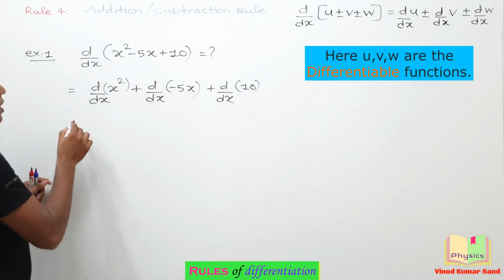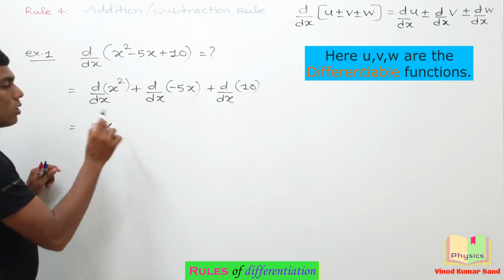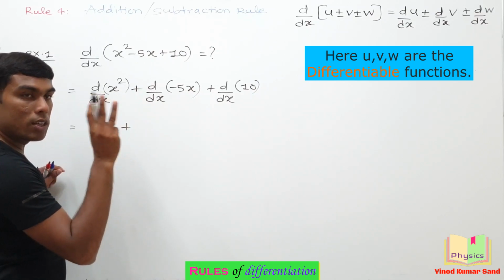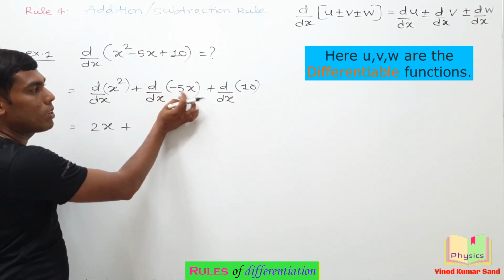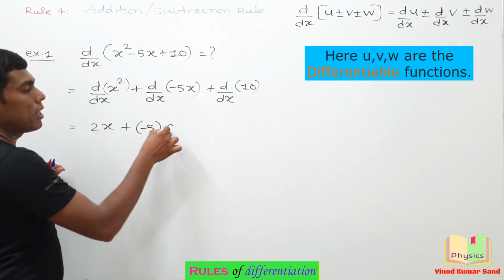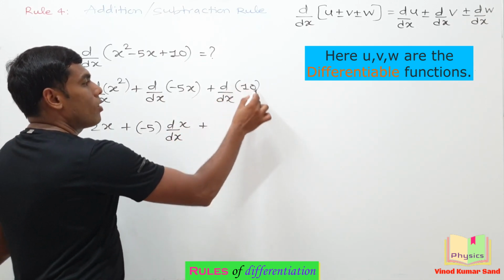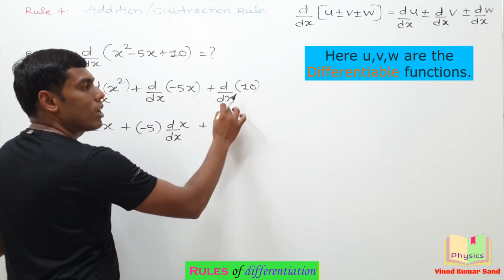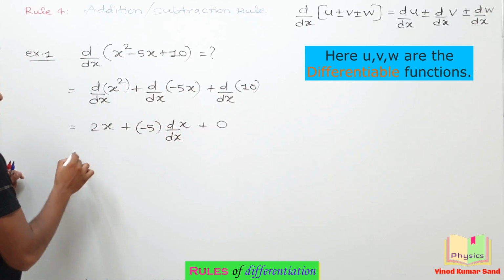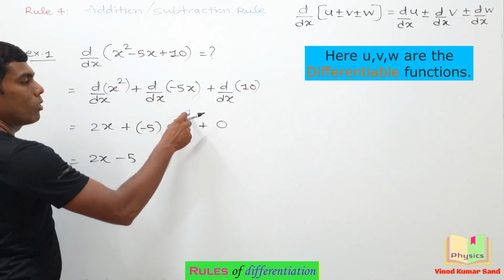Getting my point? d by dx of x square using rule 2, what should be the answer? 2x plus, this is a constant. You remember rule 3: the constant is in multiplication with the function, so this will be taken outside. So minus 5 will be taken here. You are left with d by dx of x. This is a constant, and the differentiation of any constant is always 0. Fine. Let's simplify it further. 2x minus 5, because this will become 1.